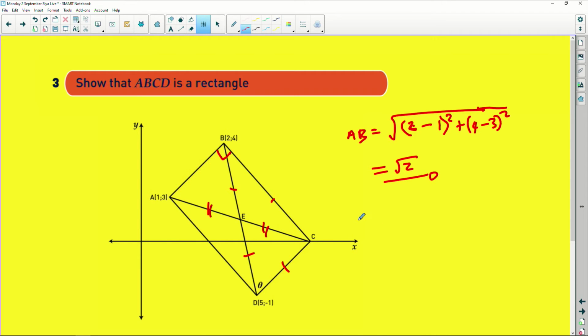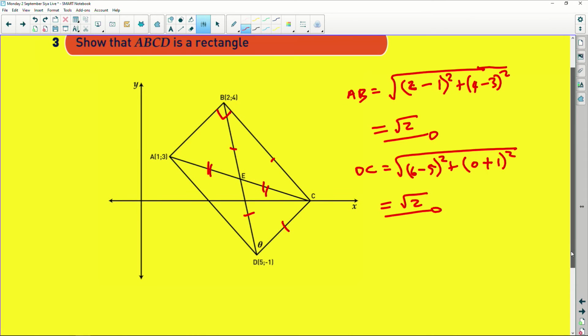And then I will go to my DC. DC will be equal to the square root of, what I have here is the x value at C will be 6 minus 5, and then plus, this is 0 minus 1, so it's plus 1 squared, and this will also be the square root of 2. So that's one of the things that I have there. And then lastly, I can look at the two sides, this side and that side, and try and show it. So from there, you will then say, therefore, ABCD is a rectangle. So that's what I can then do there.